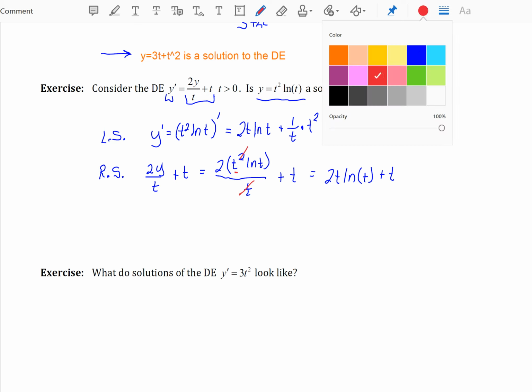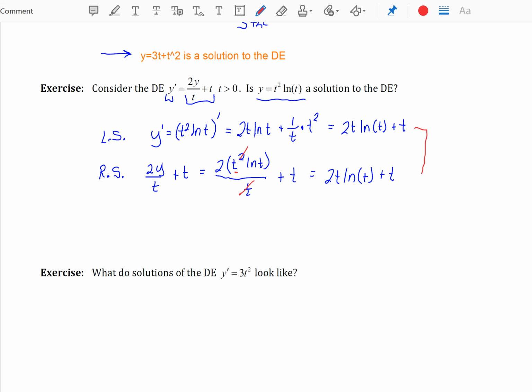Here you want to notice that both the left hand and the right hand sides are the same. This tells us that this is a solution to the DE. I hope you were able to verify this as well.